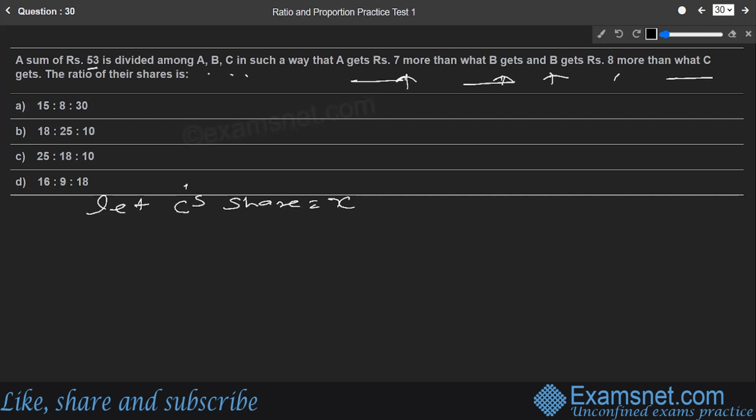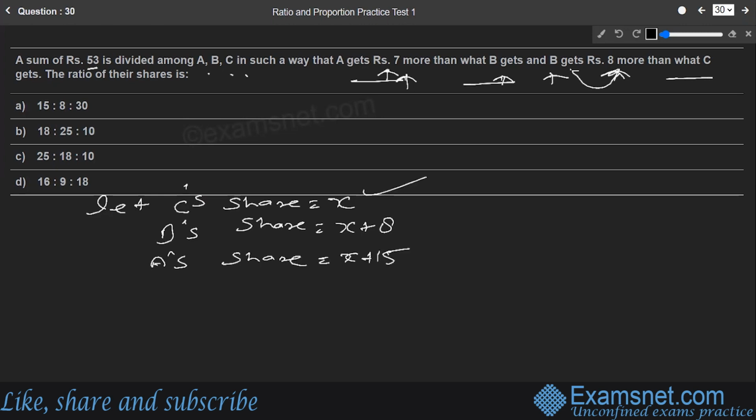If C's share is x rupees, then B gets 8 more than C, so B's share should be x plus 8. Similarly, they have also told that A gets rupees 7 more than what B gets. So A's share should be 7 more than B's share, so it has to be x plus 8 plus 7, that is x plus 15. So these are the three partners' shares: A, B and C, x plus 15, x plus 8 and x.